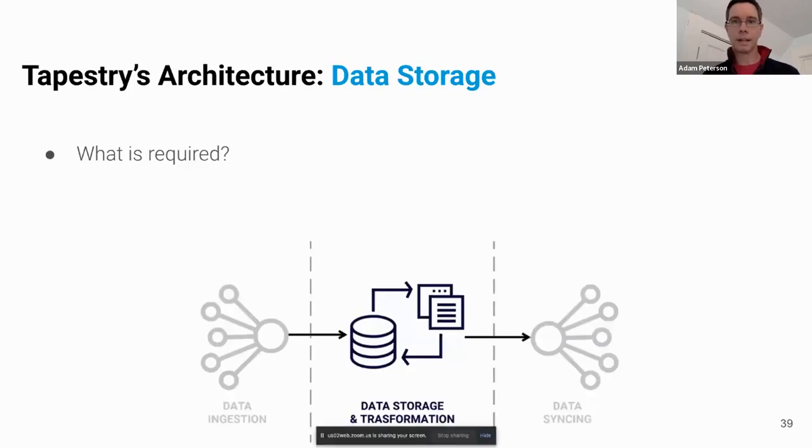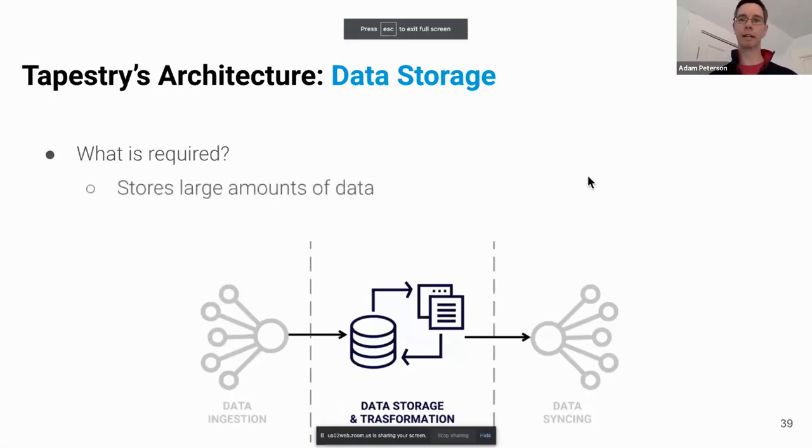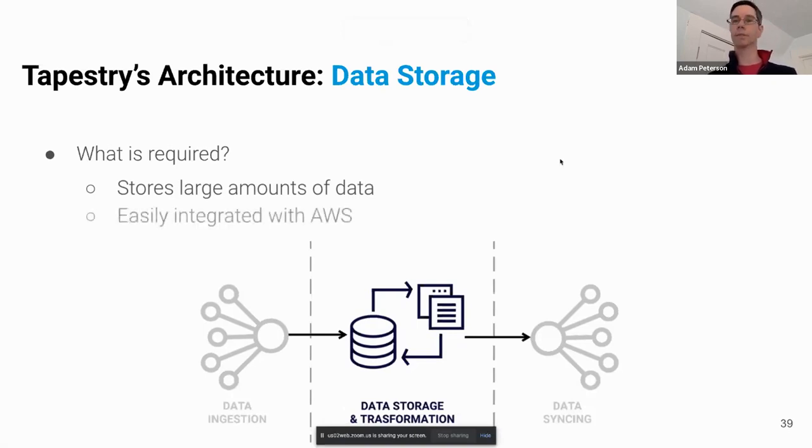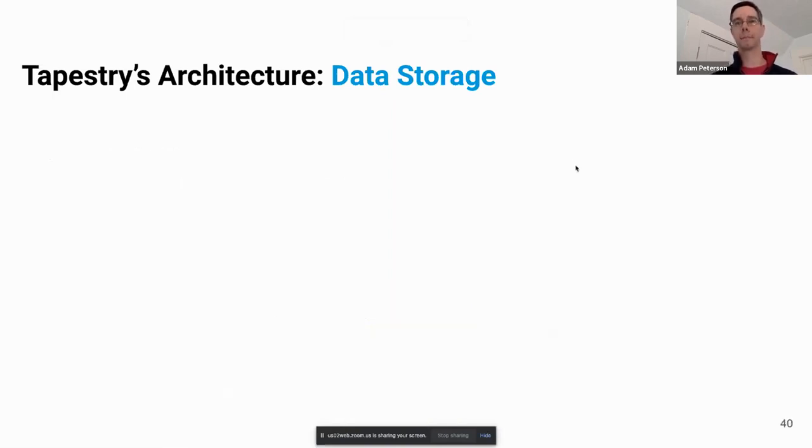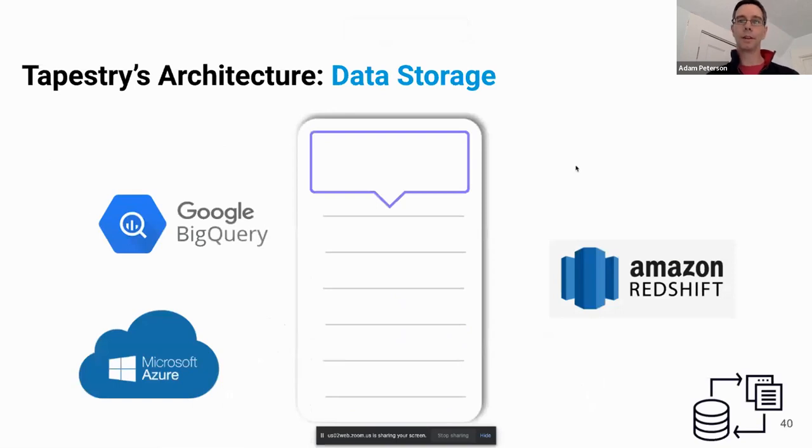I'll start talking about data storage first. So we've already determined that at the center of our pipeline should be a warehouse that is capable of handling large amounts of data from a variety of different sources. And given our decision to host our tools on AWS services, we also wanted a warehouse that could be seamlessly integrated with AWS. So while there are many options for a data warehouse, we chose Snowflake.